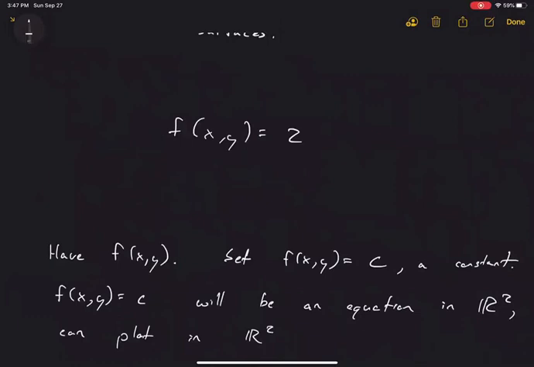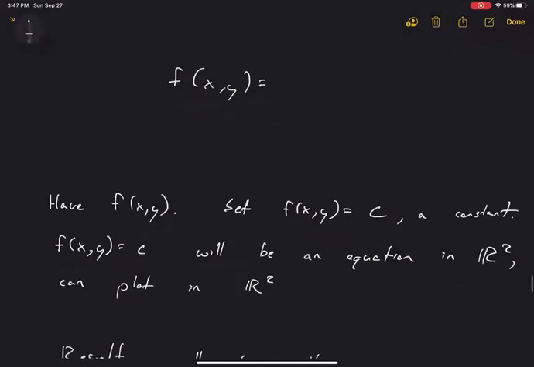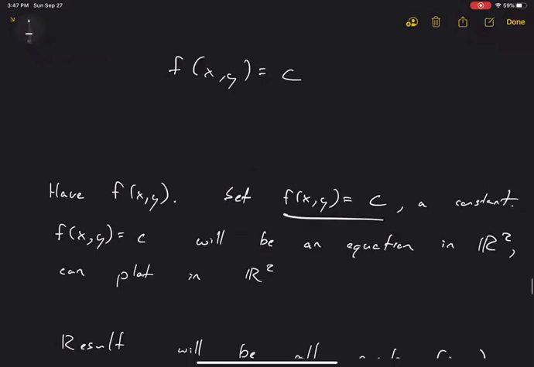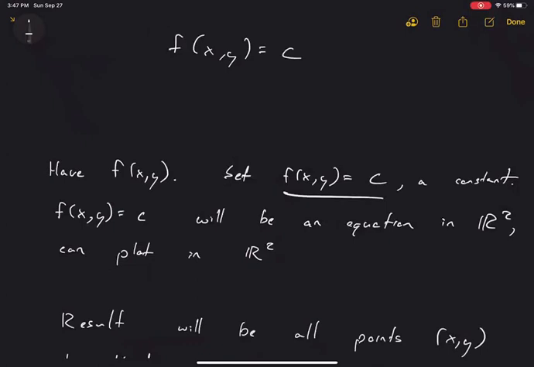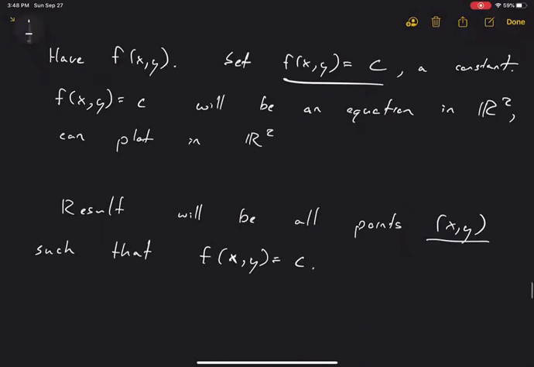What we're going to do is set z equal to some fixed value. So instead of having a variable, I'm going to plug in this constant c. C is like a number like 4, 9, 25, whatever. Now, what is my level curve? It's going to be all the points (x, y) in R2 that satisfy that equation.